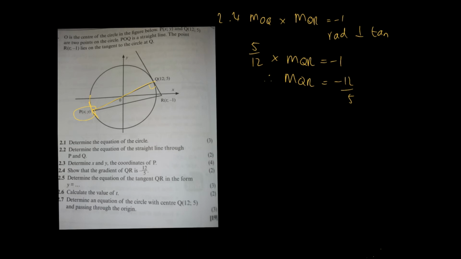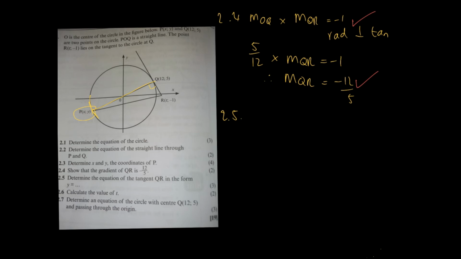Okay, so in that situation there, it was just worth 2 marks. So it would be 1 mark for this and another mark for that. Moving on now to question 2.5. They want the equation of the tangent. A little bit of an odd answer here.